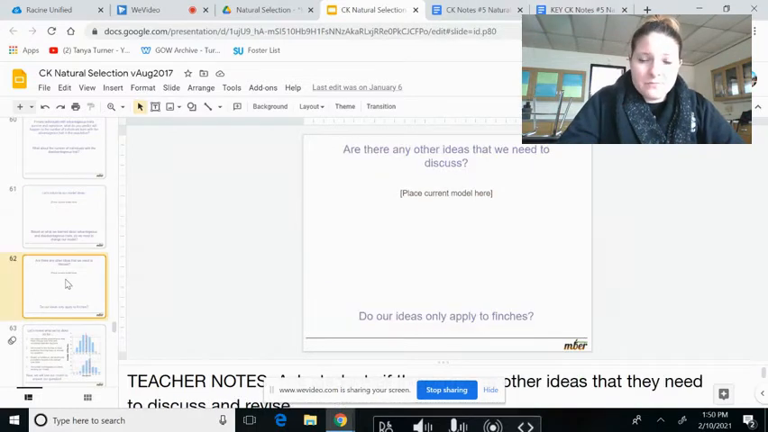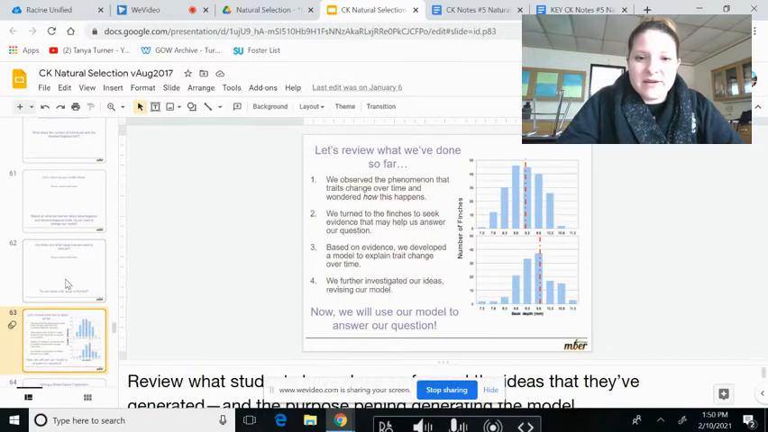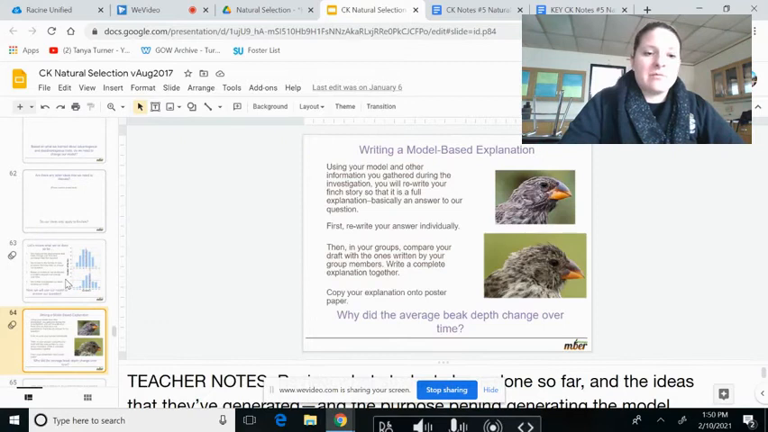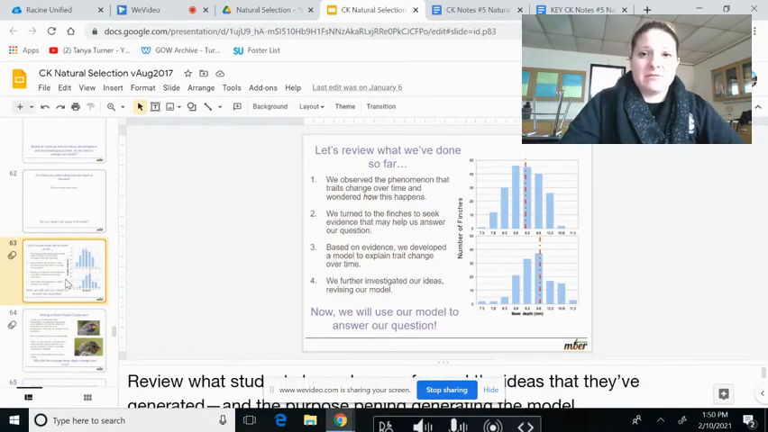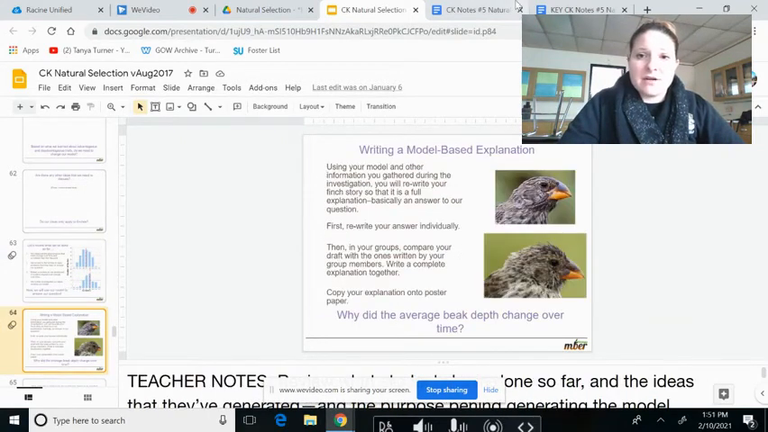So we observed the phenomenon that the traits change over time, and we wondered how this happened. We turned to the finches to seek evidence that may help us answer our question. Based on the evidence, we developed a model to explain trait changes over time, and we further investigated our ideas, revising our model. All right, so we did that, and then we will end up writing our model-based explanation a little bit later, but now let's write this down in our notes.